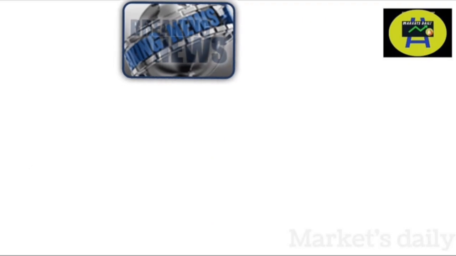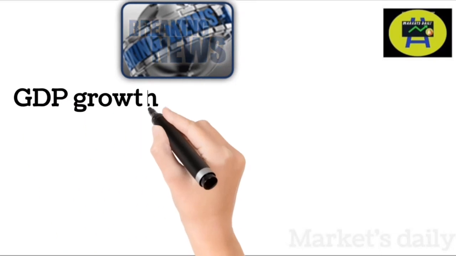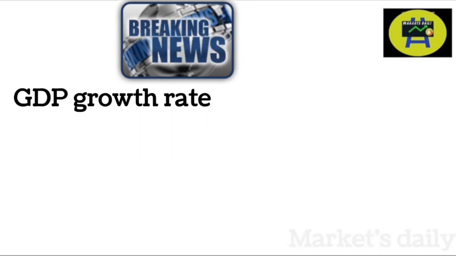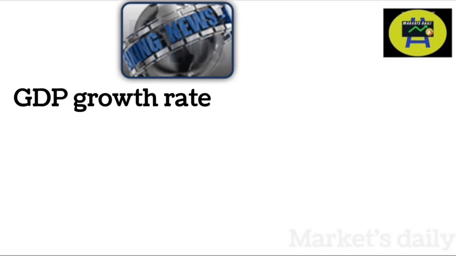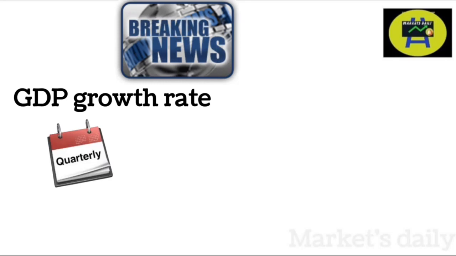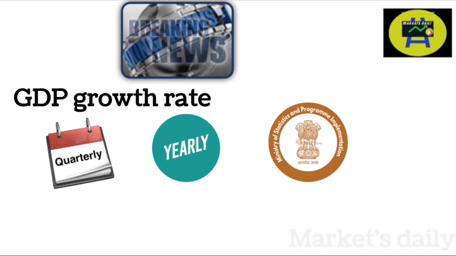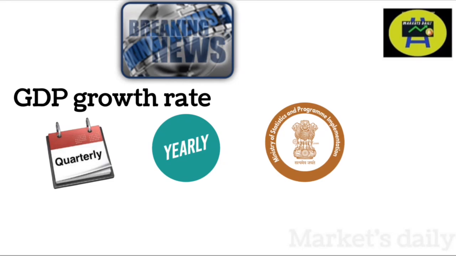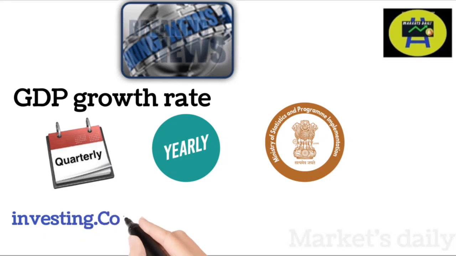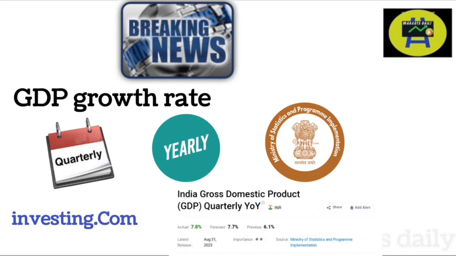When we watch news channels, we all would have observed India's GDP growth rate is 7.8%. Do you know what is GDP growth rate? It is the annual average rate change of the GDP. That means percentage of change in GDP from the previous year to this year. In India, GDP growth rate is calculated on a quarterly and yearly basis. It is released by the Ministry of Statistics and Program Implementation. If you want to see our GDP growth rate, go to investing.com and click India GDP. Now our GDP growth is 7.8%.